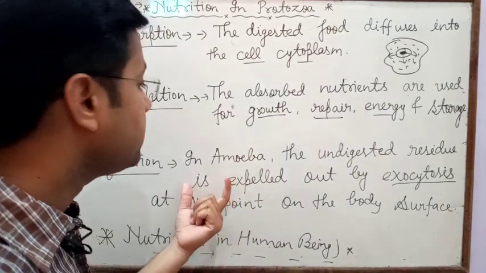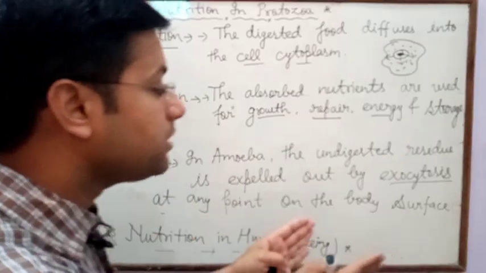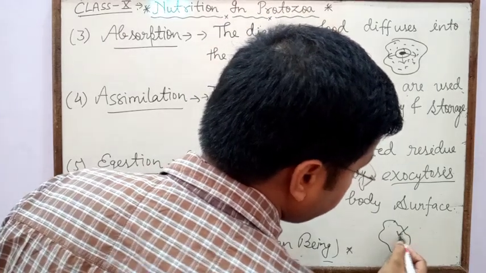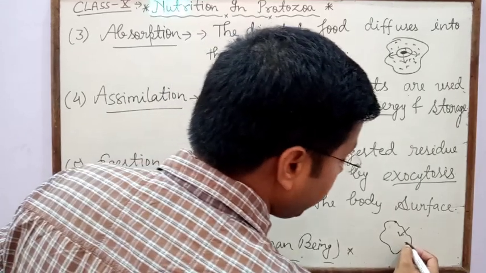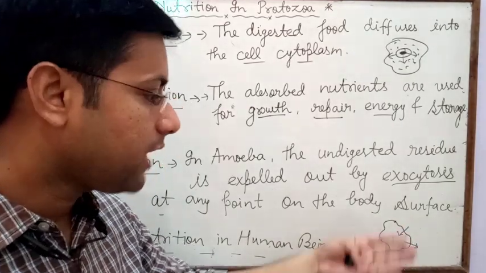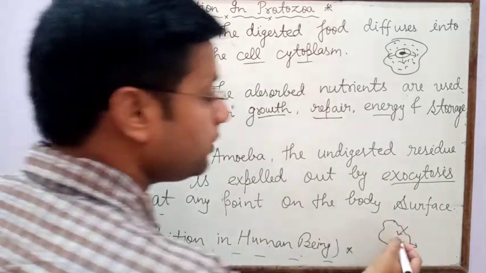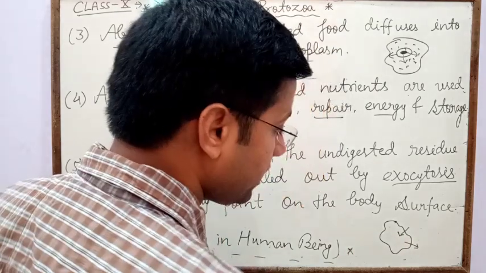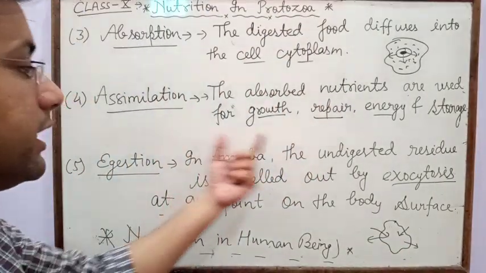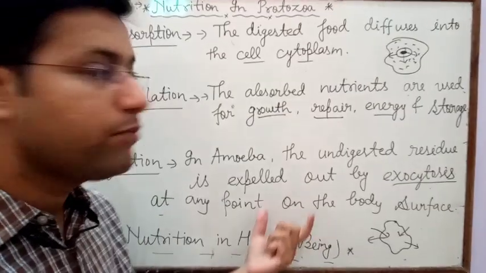The undigested residue is expelled out by exocytosis at any point on the body surface. In amoeba, only the membrane is responsible for intake of food particles and expelling of undigested food material, because there is no special system, like a special mouth or excretory part. The membrane is responsible for intake of food, elimination of undigested food, and also gaseous exchange.